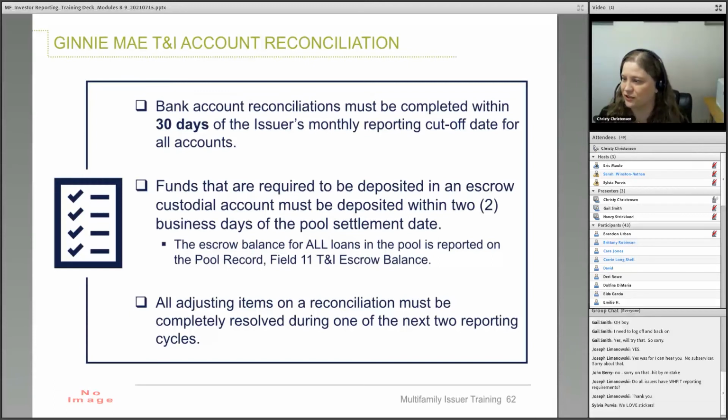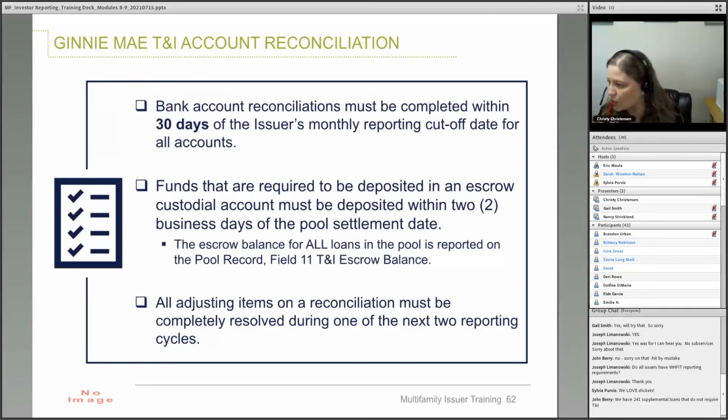I see that John is typing. John says we have 241 supplemental loans that do not require T&I. Thank you so much for sharing, John.